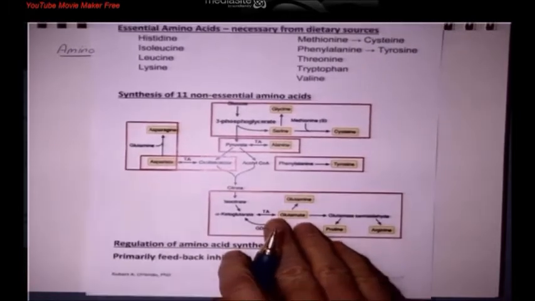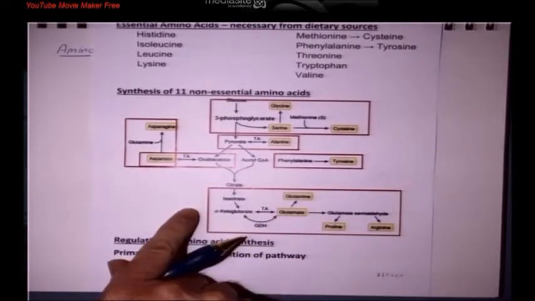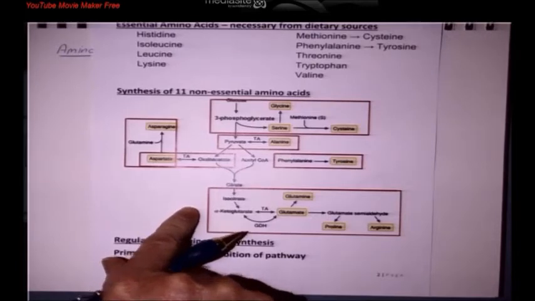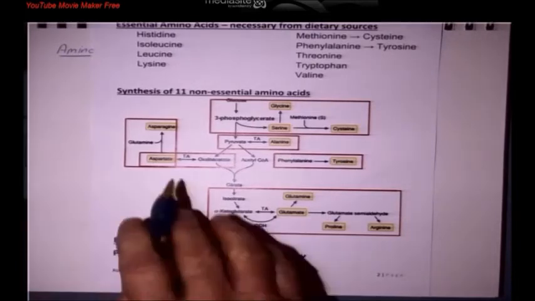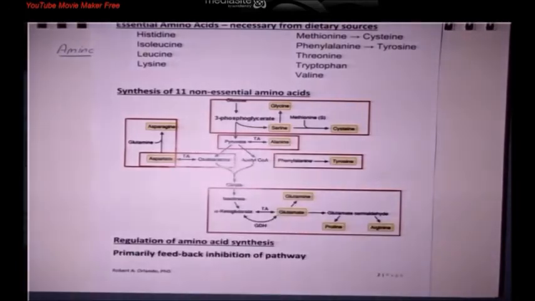Now, here's the synthesis of our 11 non-essential amino acids. They come from different products. Most of them are coming from the energy generating pathways. And what we're talking about here are the carbon backbones. So the carbon backbones are synthesized, and then we have to add the nitrogen on the alpha carbon to make the full complement of the amino acid. But the pathways are rather complex.